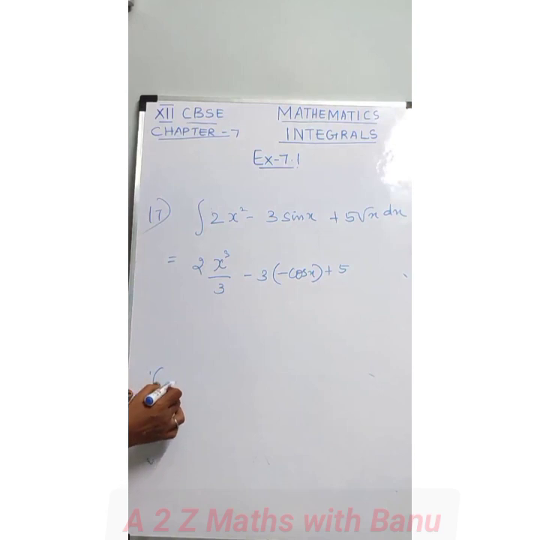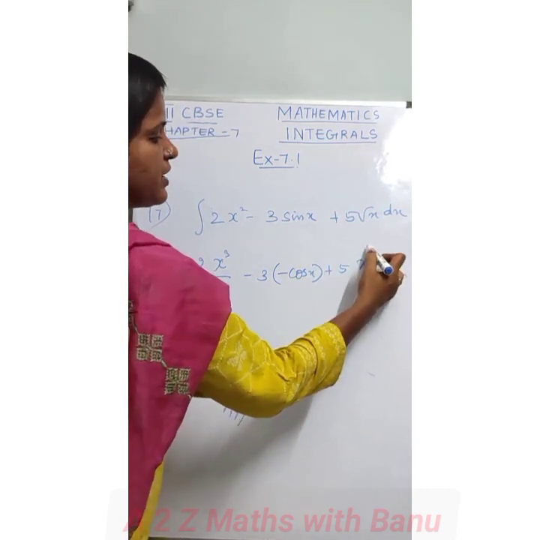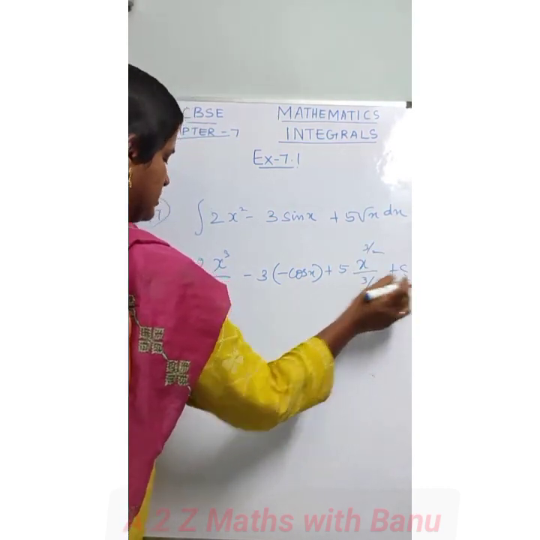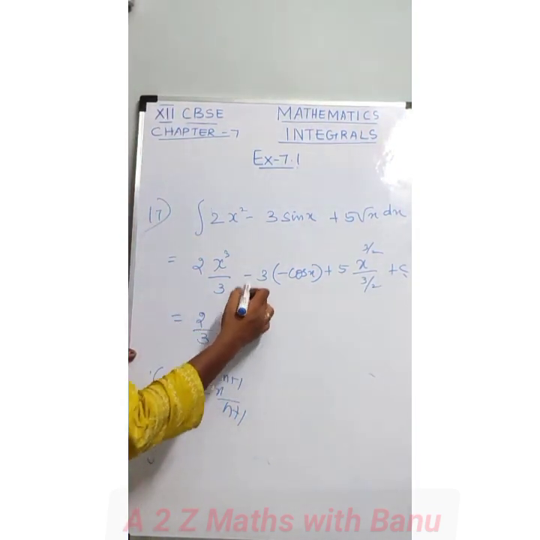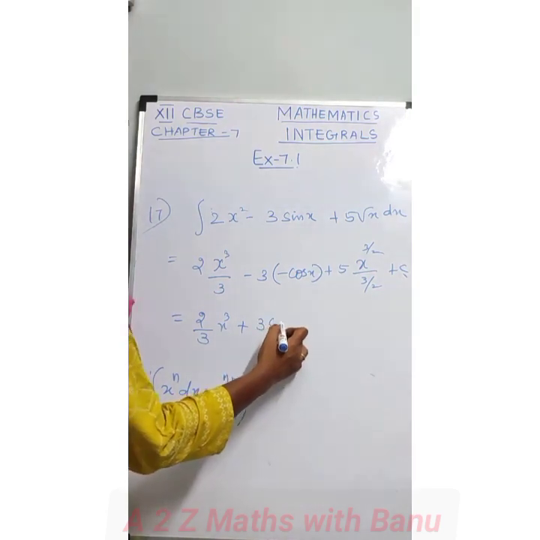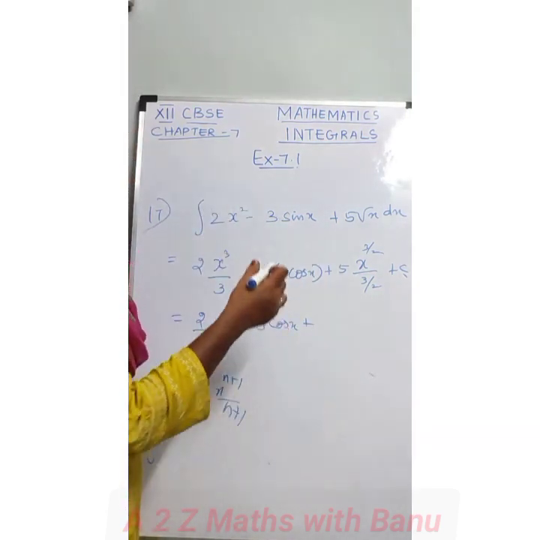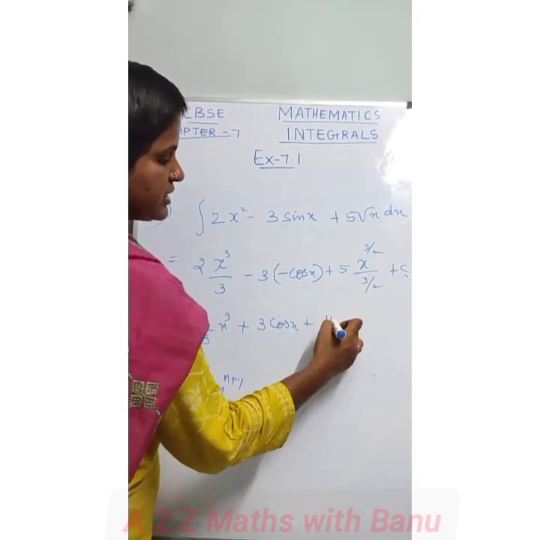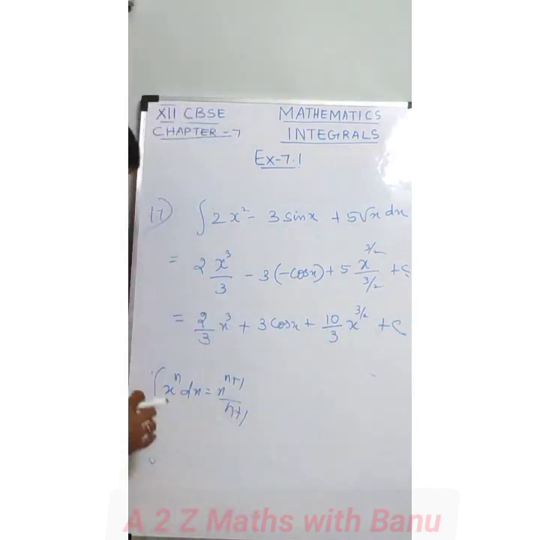I am using this formula x power n dx, which is x power n plus 1 by n plus 1. So here n is half. So x power half plus 1, which is 3 by 2 divided by 3 by 2 plus c. The final answer is 2 by 3 x cube plus 3 cos x. And you can write 3 by 2 as 2 by 3 when it comes in the numerator, that is its reciprocal. So this is going to be 10 by 3 x to the power 3 by 2 plus c.